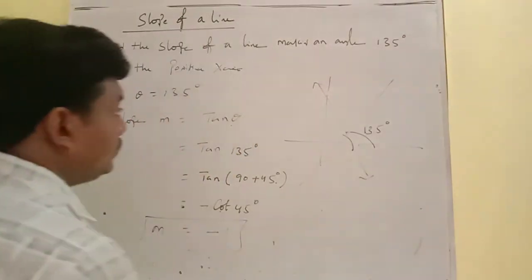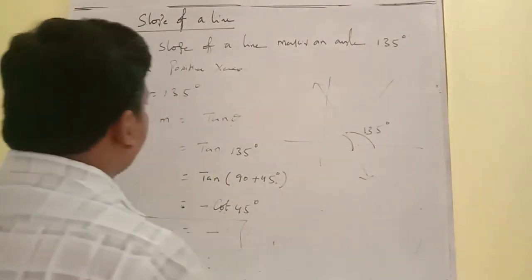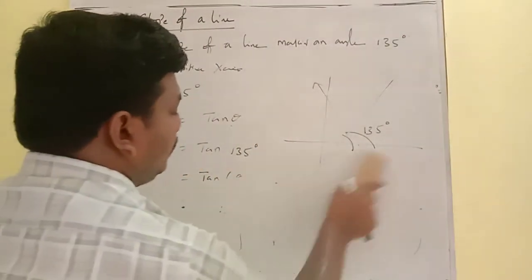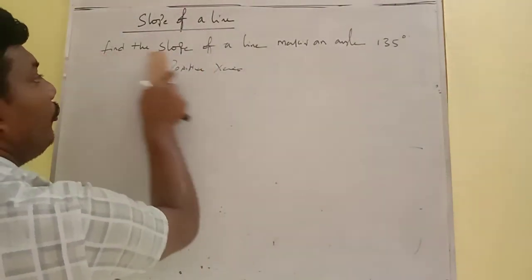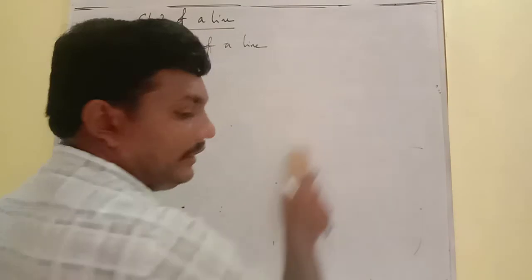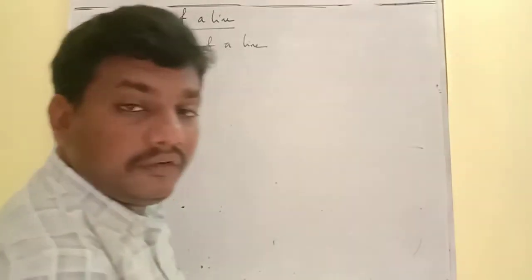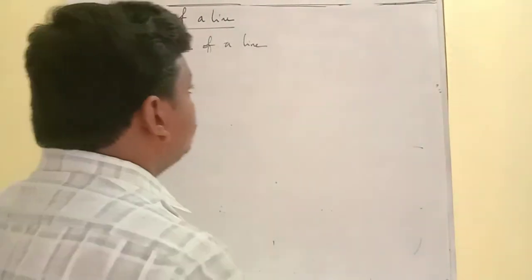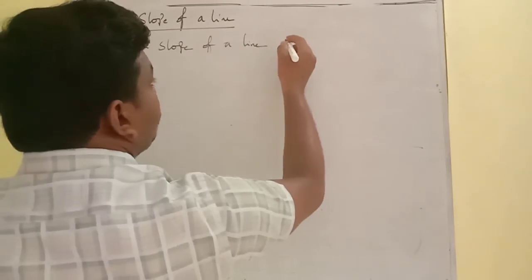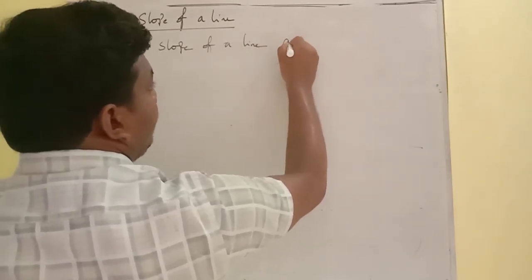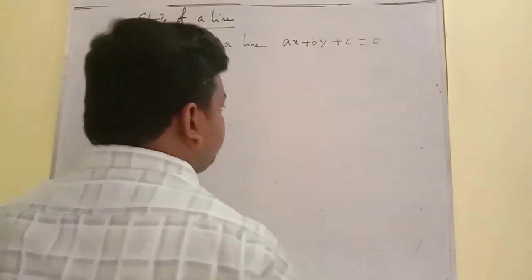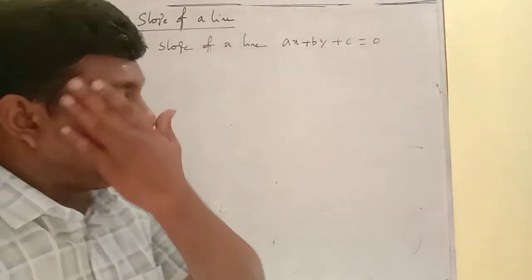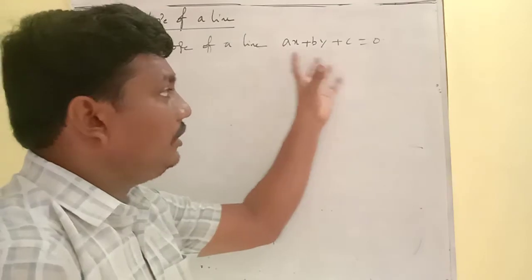This is called steepness of a line, or slope of a line, or gradient of a line. Now find the slope of a line making an angle theta. Now find the slope of a line if the line is in general form. Suppose the line is ax plus by plus c equals 0. This is called the general form of the line.